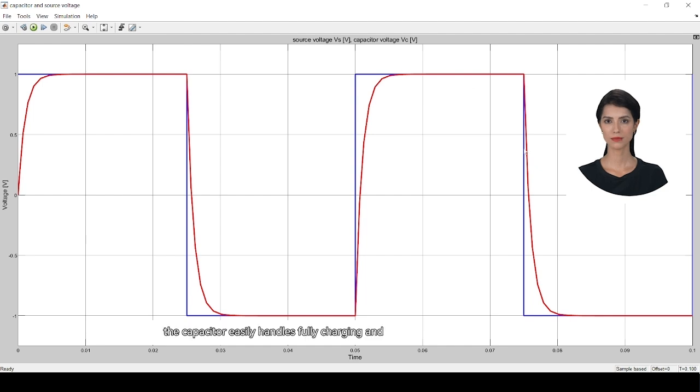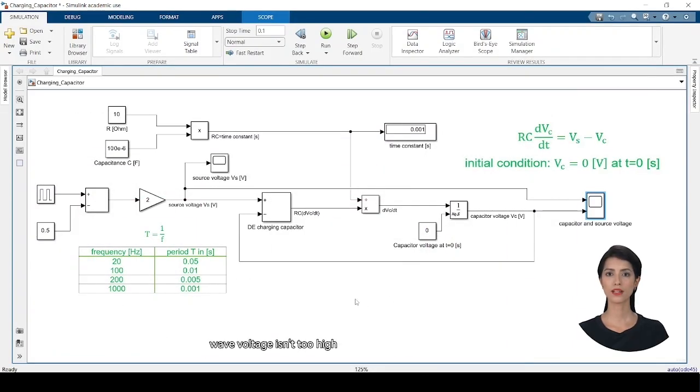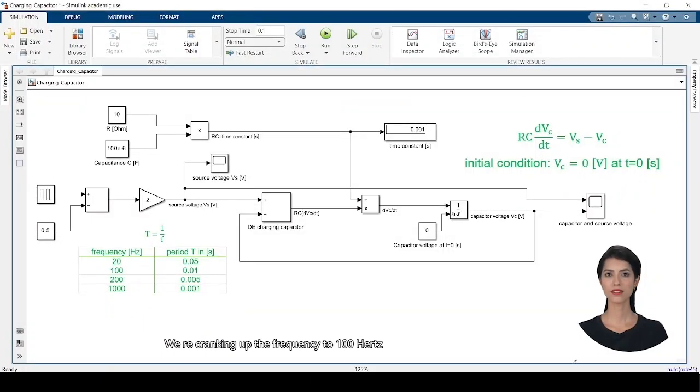In conclusion, the capacitor easily handles fully charging and discharging because the frequency of the square wave voltage isn't too high. With a period of 50 milliseconds, much longer than our 1 millisecond time constant, the capacitor has no trouble following the source. At this low frequency, the amplitude of the capacitor voltage matches the source, ranging from 1 volt to -1 volt. We're cranking up the frequency to 100 Hz, which means a period of 10 milliseconds.